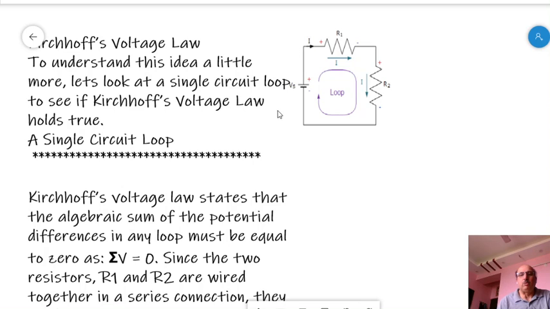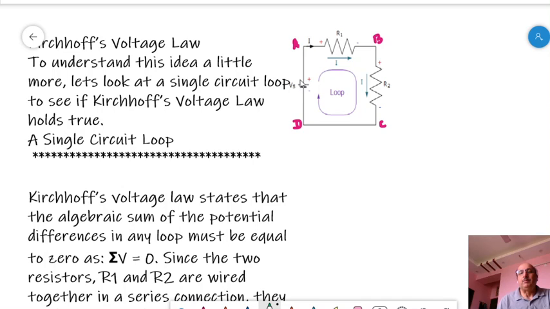Here is the single circuit loop, and the single circuit loop is A, B, C, D. I am informing you that we are taking a very simple circuit so that you may use this circuit in other complex circuits also.